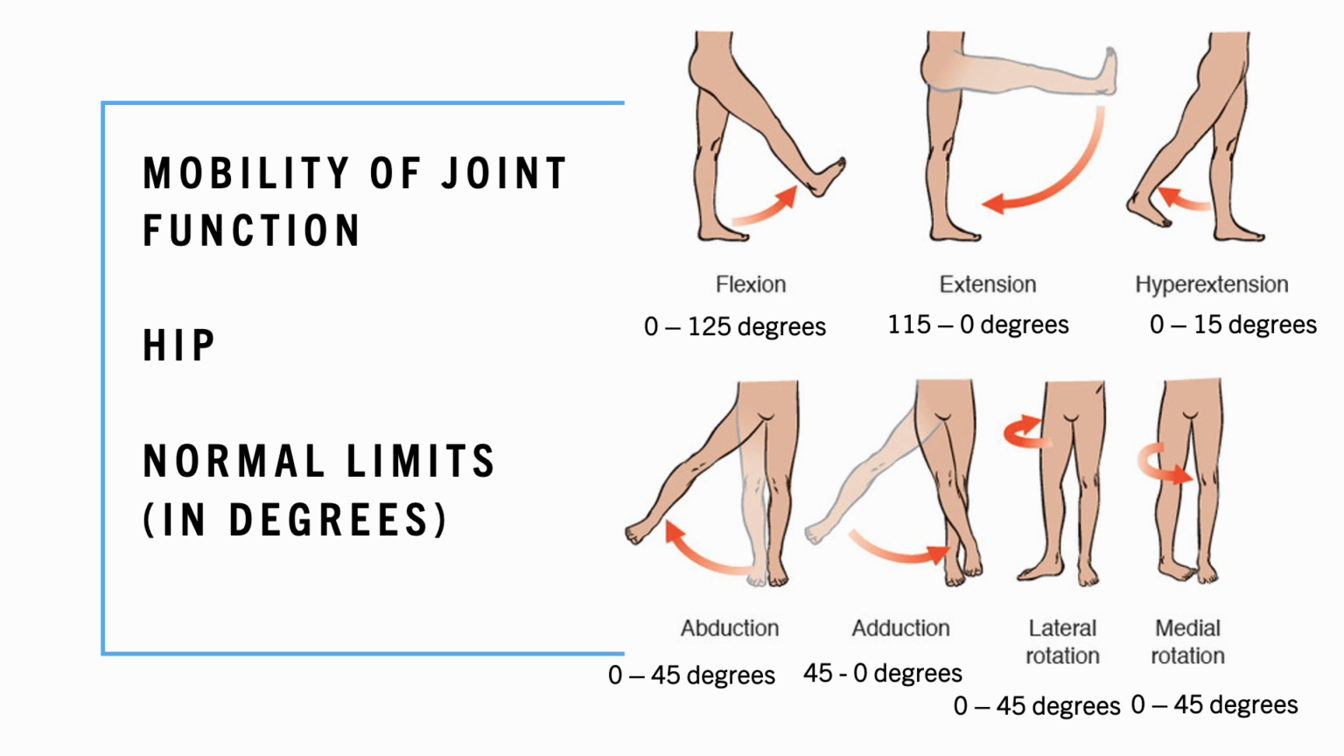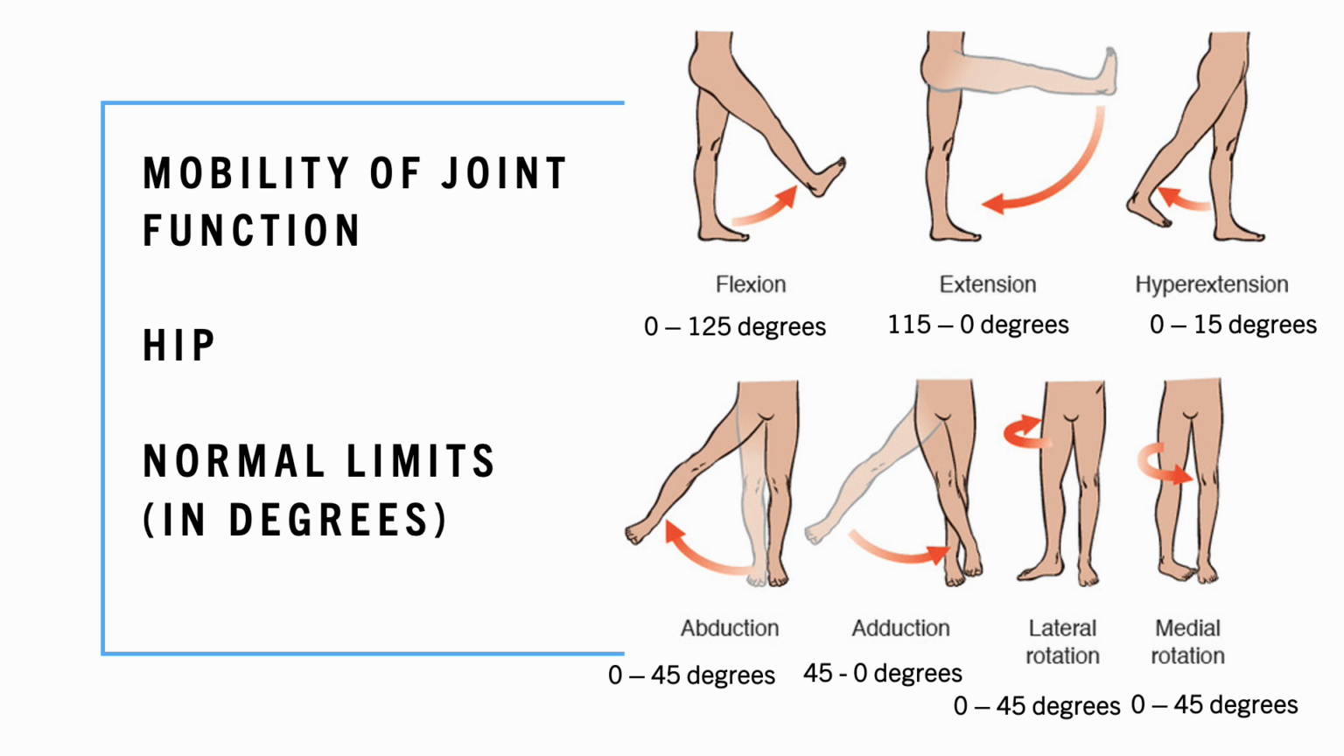So these are just some examples of different degrees of flexion. This shows the mobility of the joint with the hip, and we can see this is all in degrees. Hip flexion, bending, is 0 to 125 degrees. Hip extension, straightening, is 115 to 0 degrees. Hip hyperextension, which is straightening beyond the normal range, is 0 to 15.